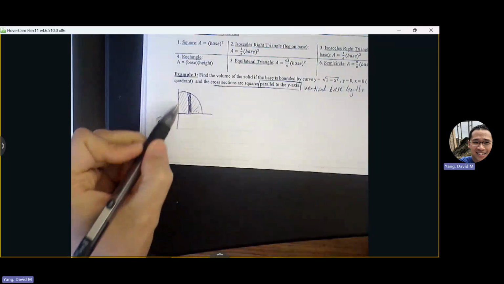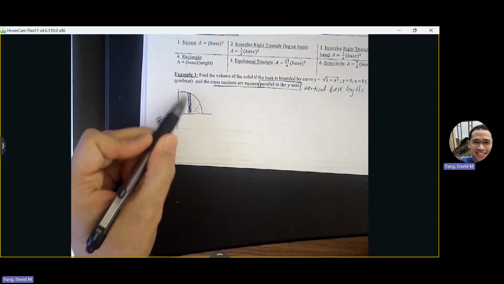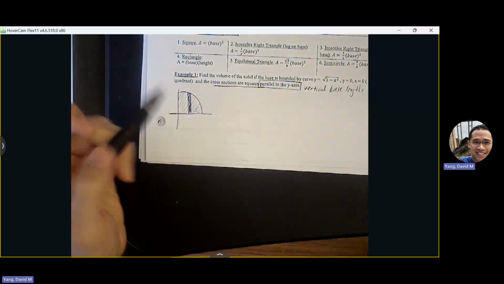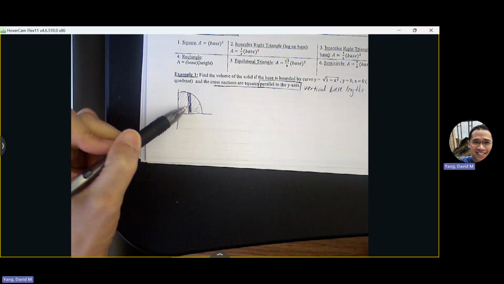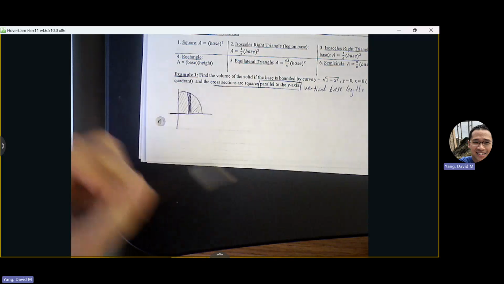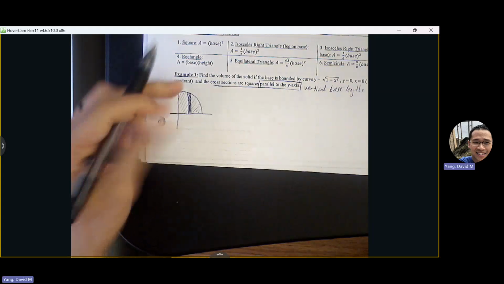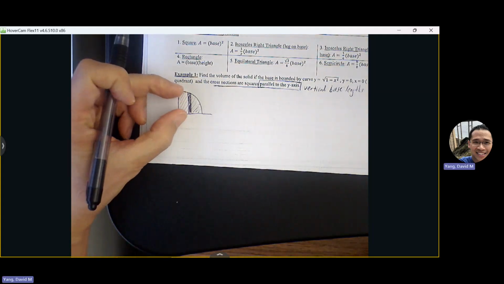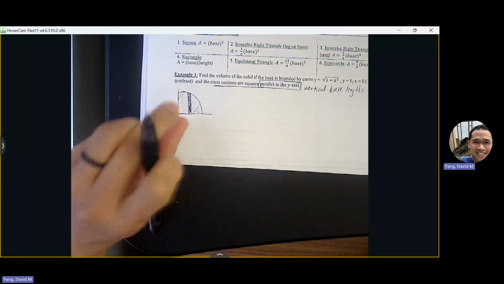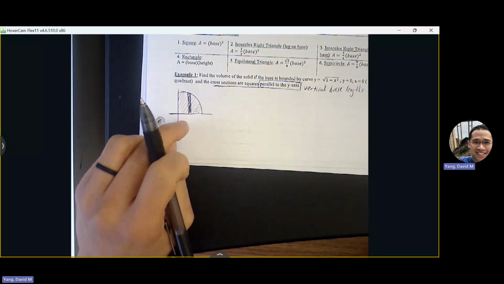So for area, if we're trying to find an area, we would call this the height of a rectangle. If we were dealing with rotation around an axis, we would call this the radius for either disk or washer method. But now we're calling this the base length of these squares that we're going to be building on top of the space.